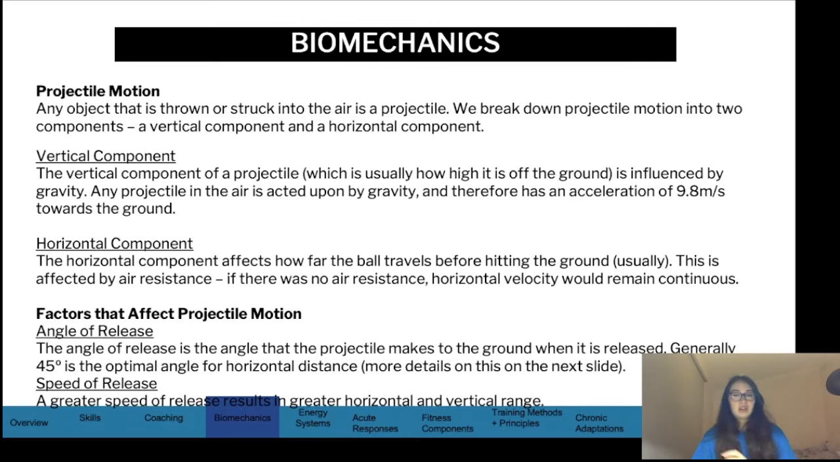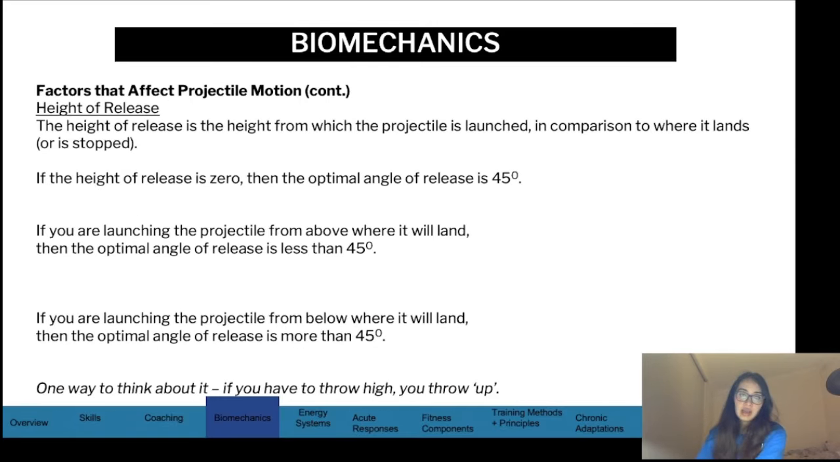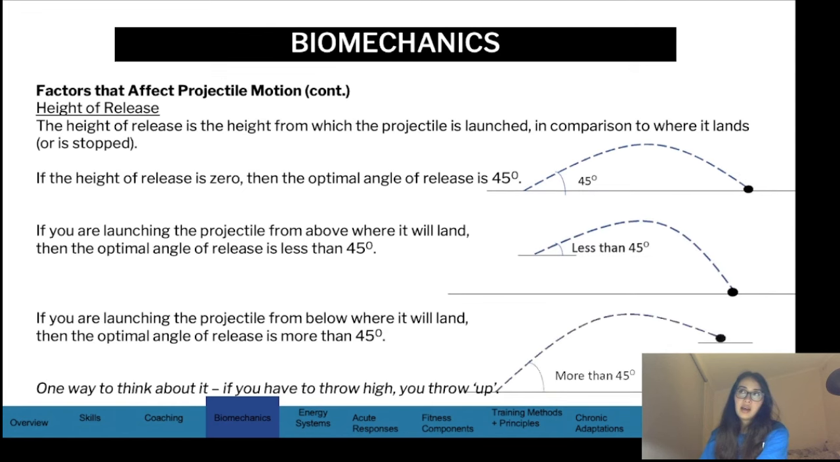A greater speed of release means you can throw it further, and a greater height of release can influence the projectile. So height of release is the height from which the projectile is launched in comparison to where it lands or is stopped. If the height of release is 0, then the optimal angle of release is 45 degrees. If you're launching the projectile from above where it will land, the optimal angle is less than 45 degrees. Whereas if you want to throw something up, you've got to throw higher, so more than 45 degrees. Okay?